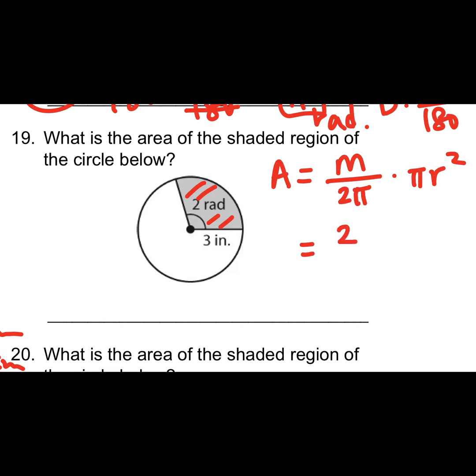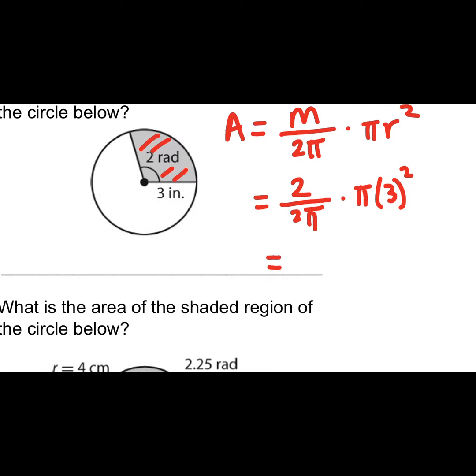So it's 2 radians over 2 pi times pi, and then the radius is 3. So this is going to be 1 over pi, and the pi actually cancels out. So we actually have 9. Oops. So the pi is gone, and then we just have 9 as the answer, and it's inches squared. So it's 9 inches squared.